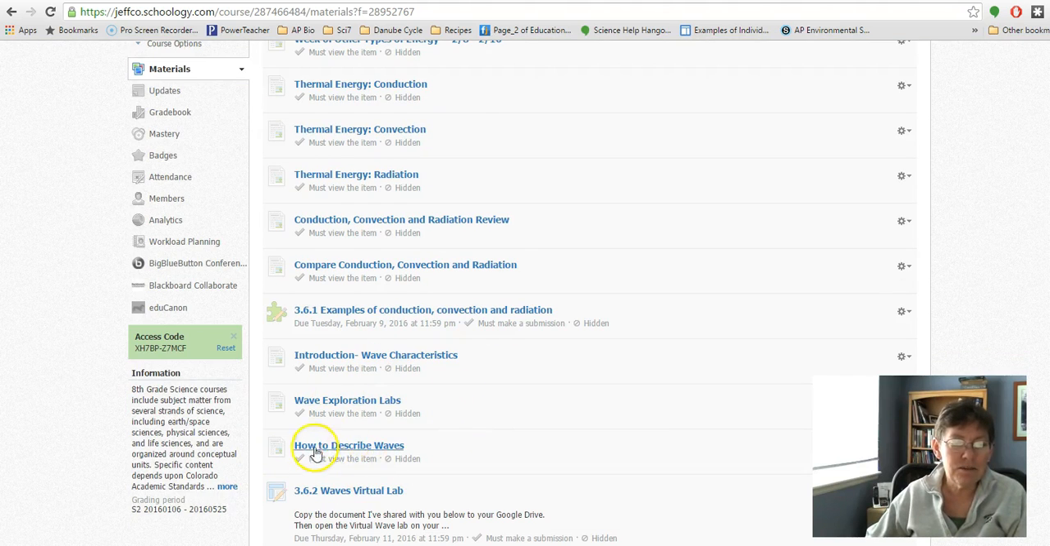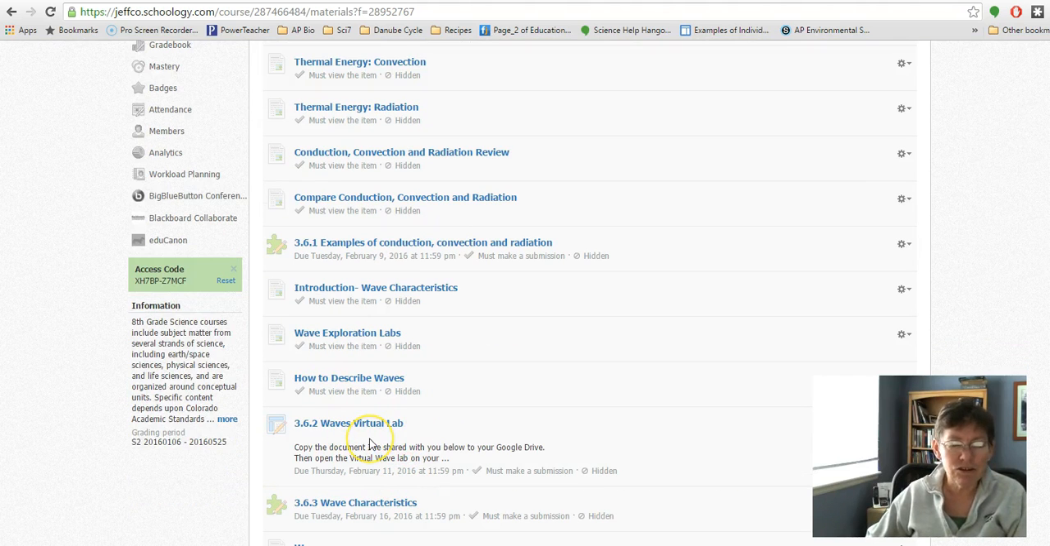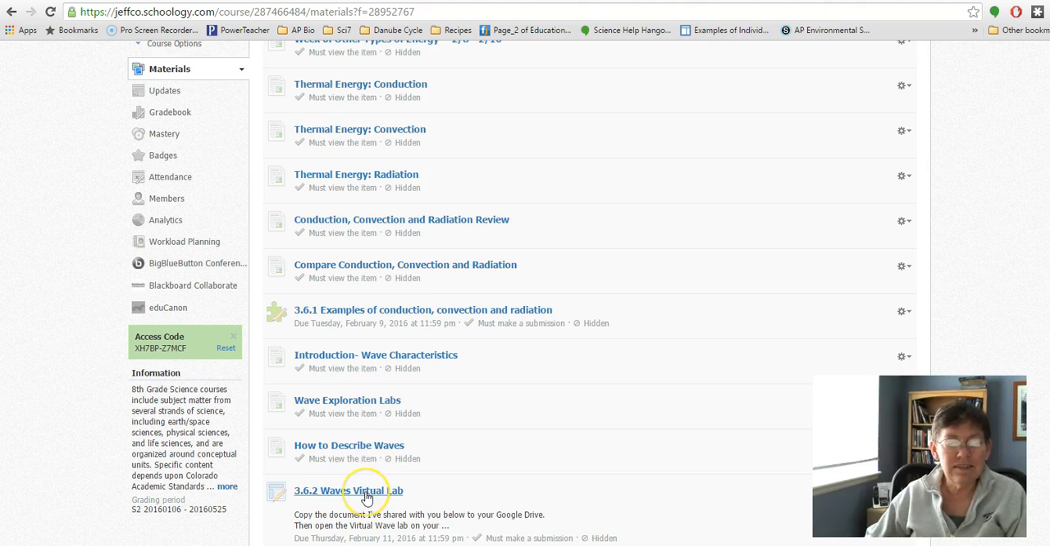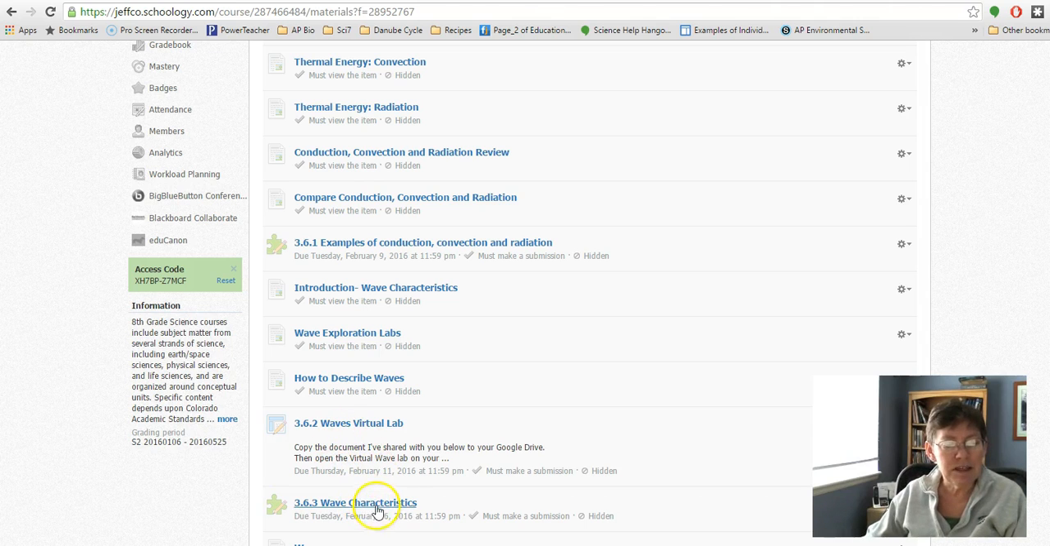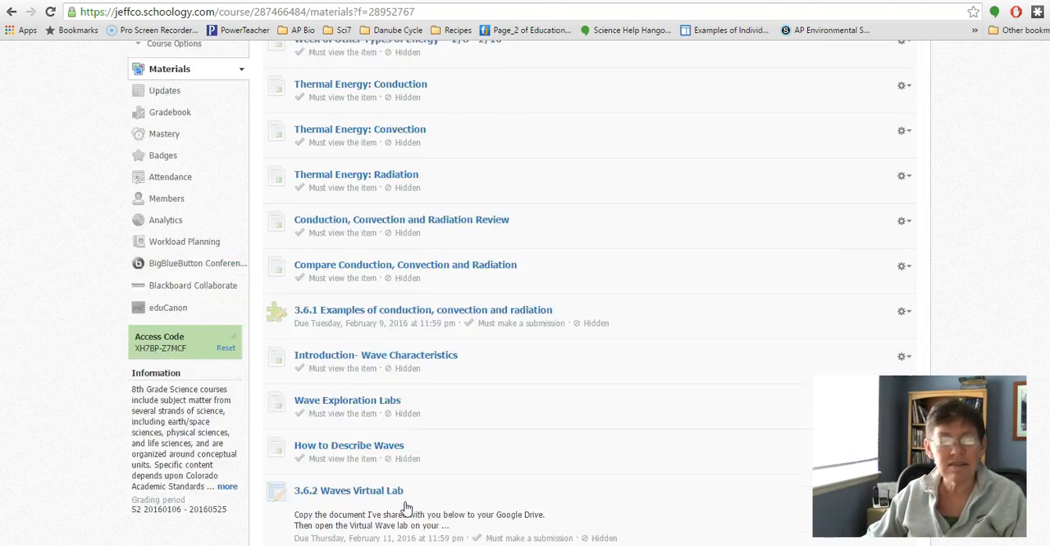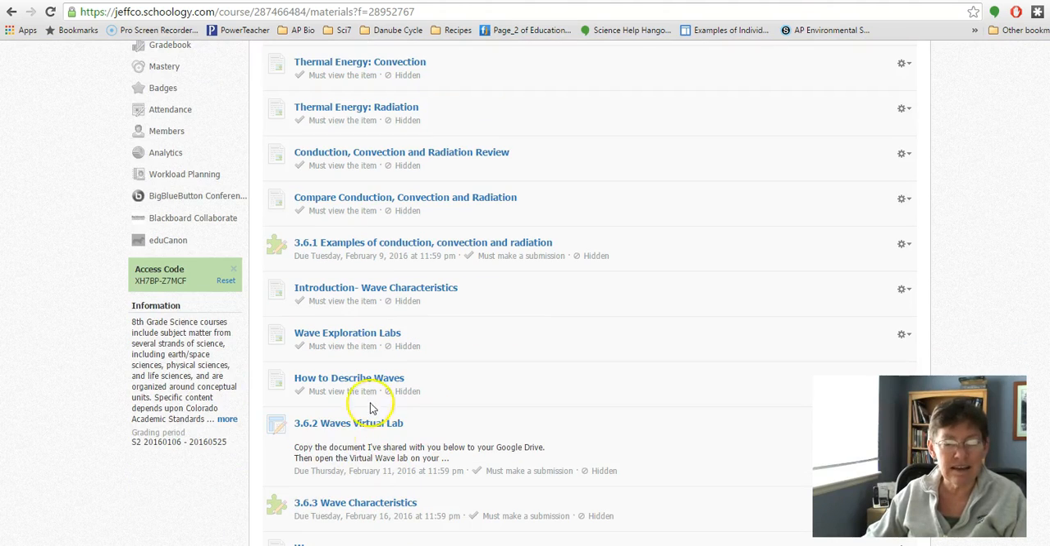And then there's going to be a WAVE virtual lab. Now, this is from Glencoe. It's not at FET, so it should run much better on everyone's computer and no problems. And so that should be easy. And then there's just a little quiz on wave characteristics, and that's going to make sure you understand the parts of the wave from these pages and from the lab.